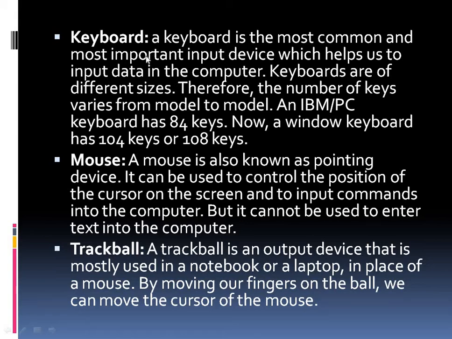Students, keyboard is the most important device in the computer system, because computer is mostly used for giving commands and for typing purpose. With the help of keyboard you type, and you give instructions to the computer. So it is a very essential part of the computer. But keyboards are different in size and number of keys. Generally there are 84 keys in IBM PC, but in a Windows keyboard there are 104 or 108 keys.